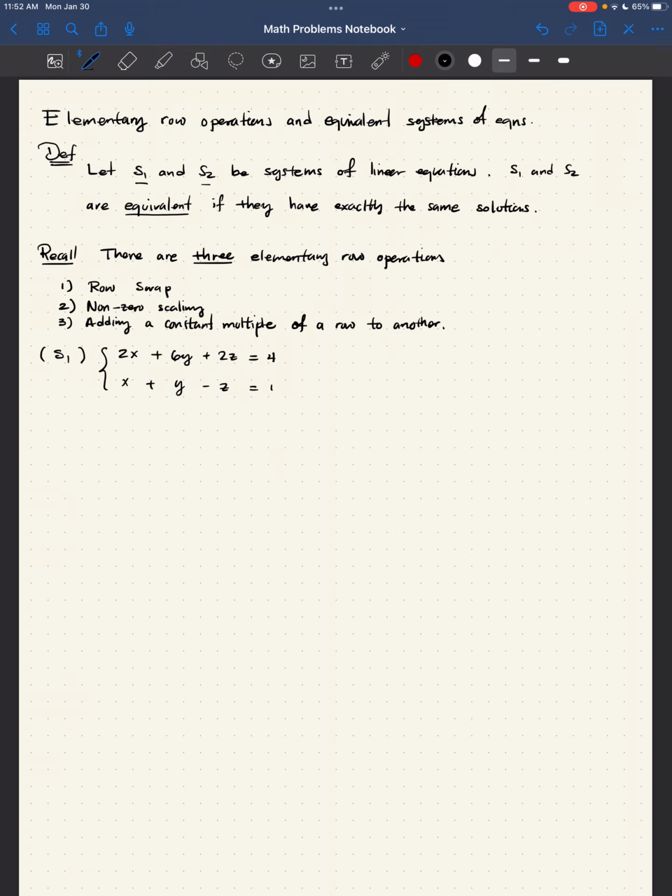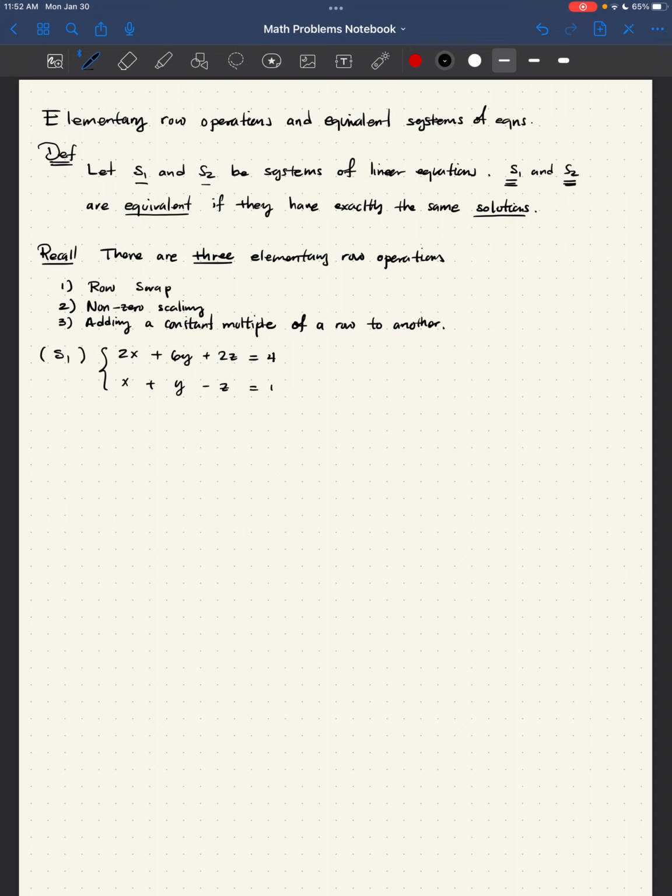We say that S1 and S2 are equivalent if they have exactly the same solutions, meaning that if you find a solution for S1, that is a solution also for S2, and a solution for S2 should also be a solution for S1. Now the question is, how do we transform solutions in one system? I mean, how do we recognize solutions of one system being a member of another one?